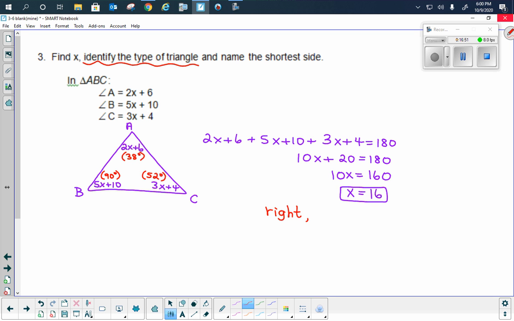Likewise, if all the angles are different, like they are in this picture, that means all the sides across from them would be different. And you have a name for that. If all the sides are different, that is called scalene.